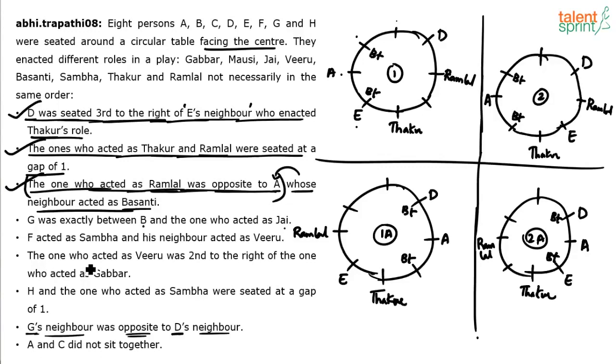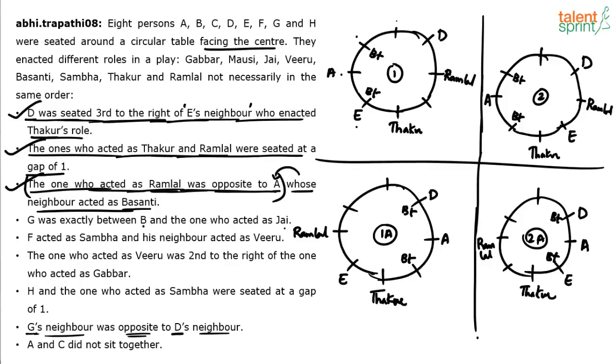Let's try something else. The one who acted as Viru was second to the right of the one who acted as Gabbar. Not very useful. H and the one who acted as Samba wasted a gap of 1.